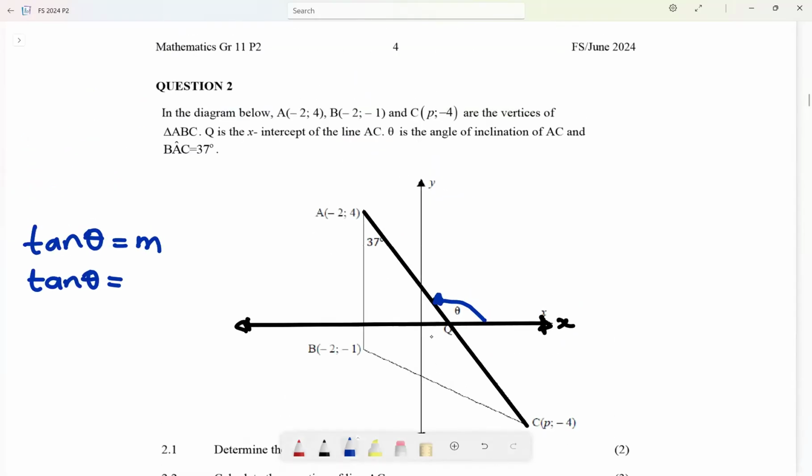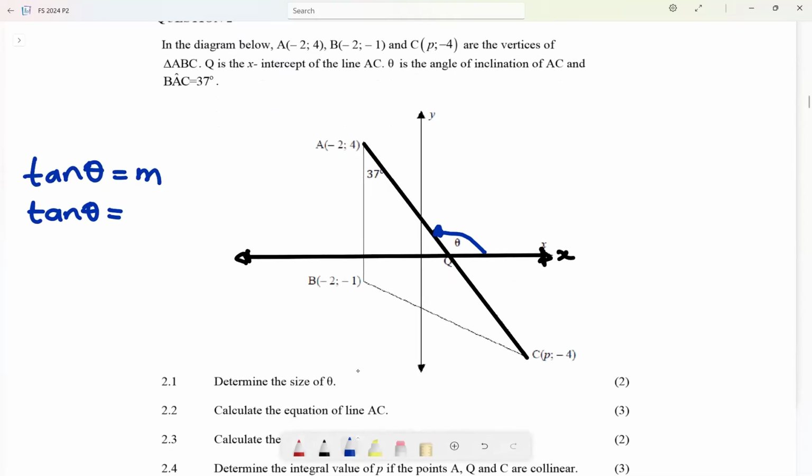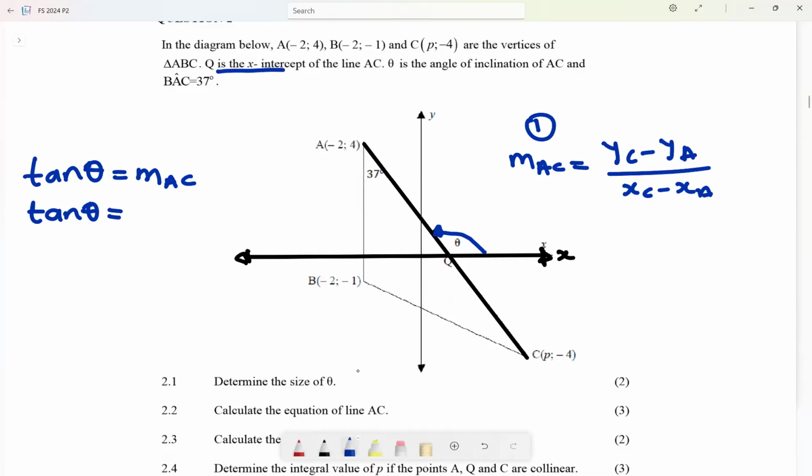So now the first thing, remember this is the gradient of AC. So we have to first find the gradient of AC. Sorry, not gradient, you do not use this. Gradient of AC is y of C minus y of A over x of C minus x of A. Or did they tell us here? No, they did not. They just say determine the size.